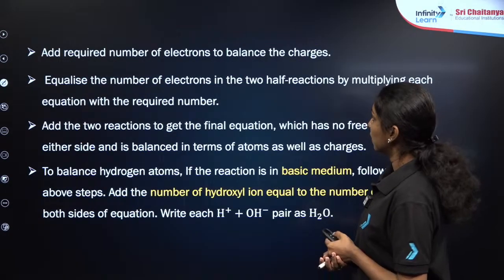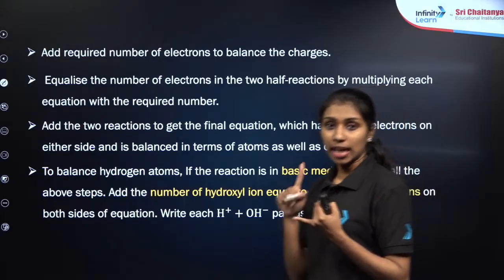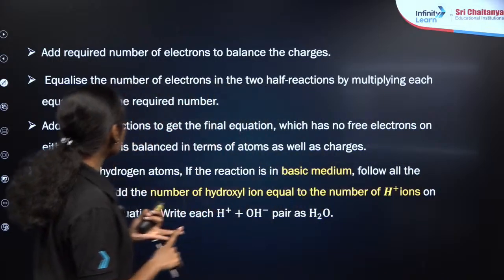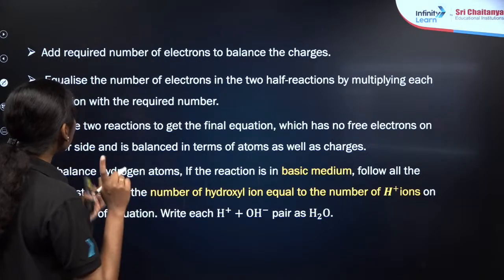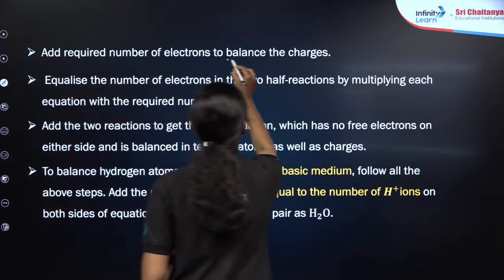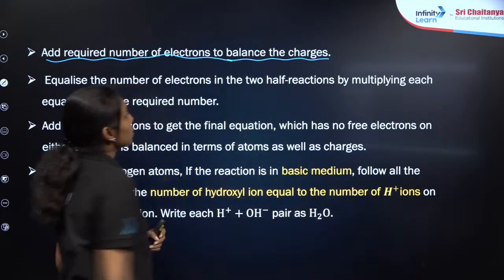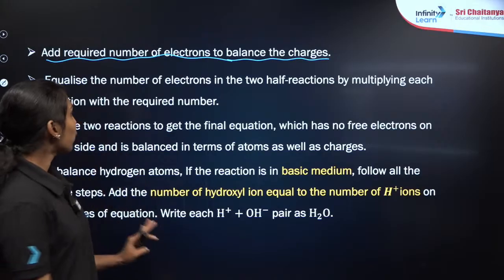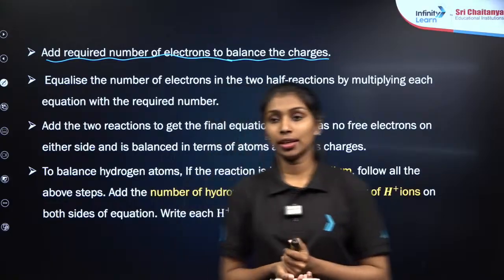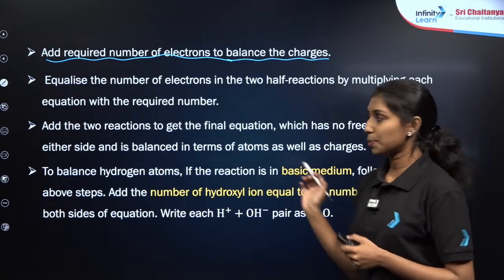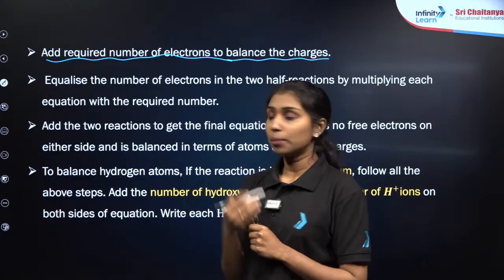The major point to note is that after balancing all the atoms other than hydrogen and oxygen, and then balancing hydrogen and oxygen atoms, you have to balance the charges also. In order to balance the charge, you add electrons. Add the required number of electrons to balance the charges. No need to worry, I will explain all these rules along with examples. I'm just giving you a brief explanation about the half reaction method.